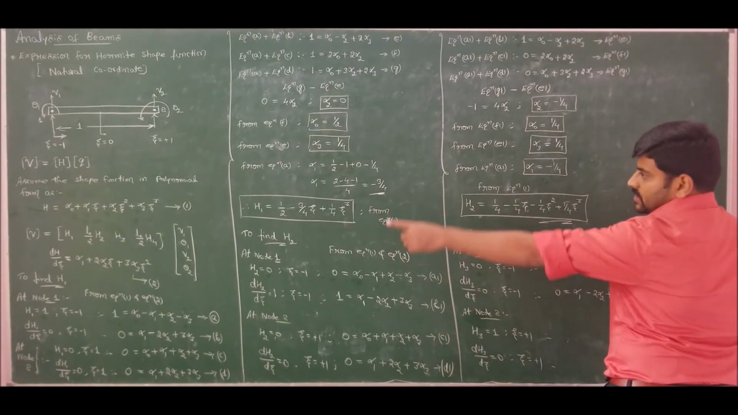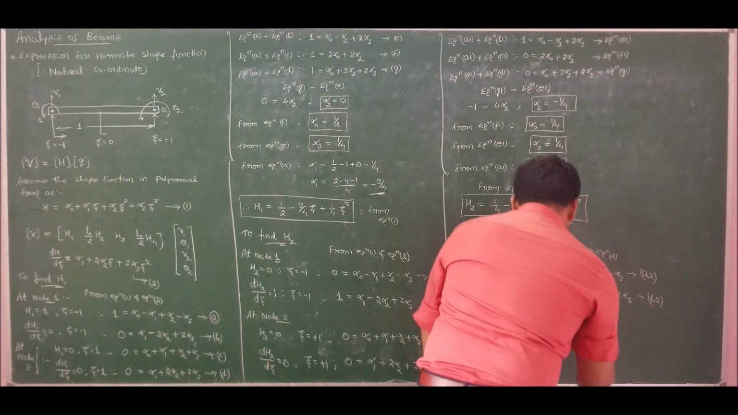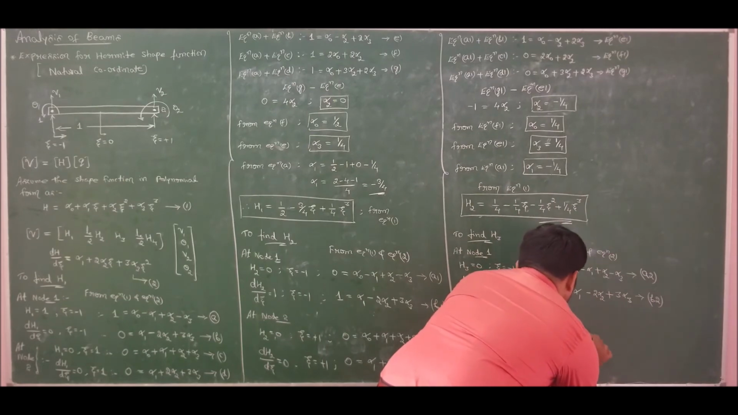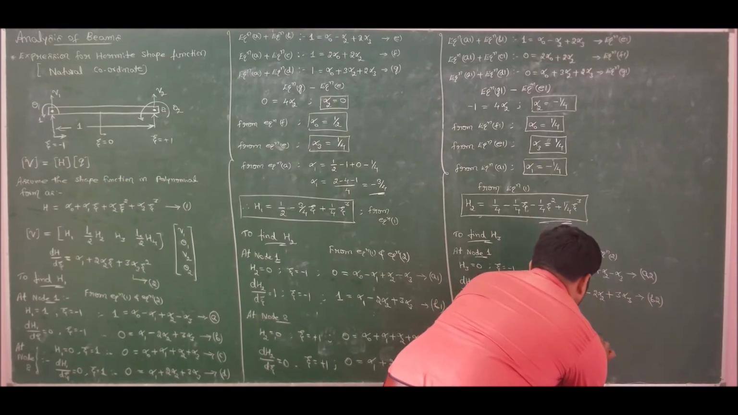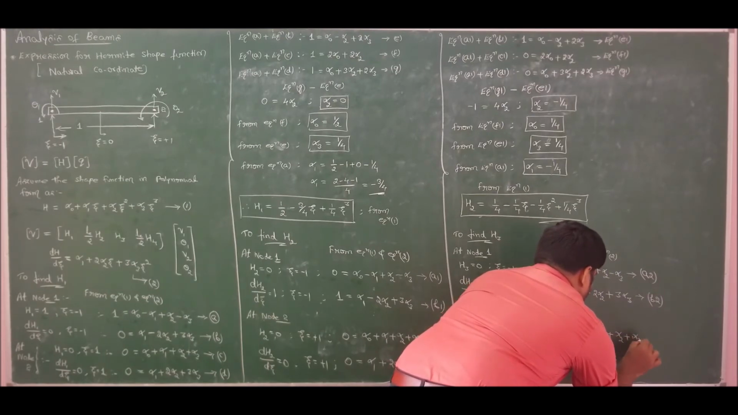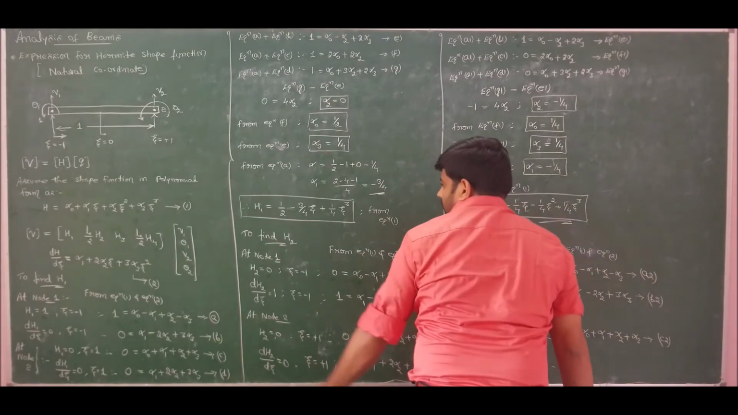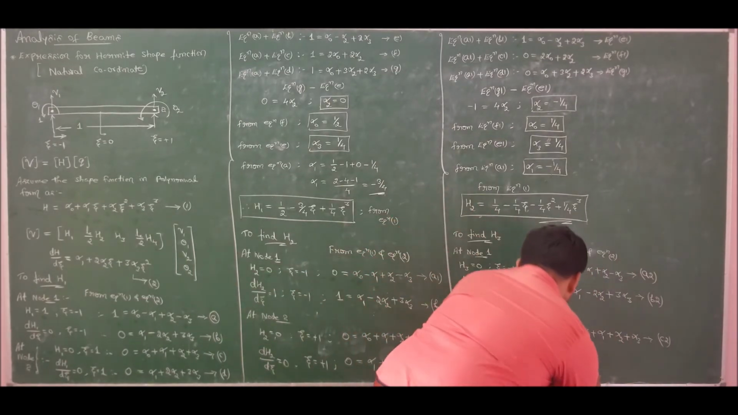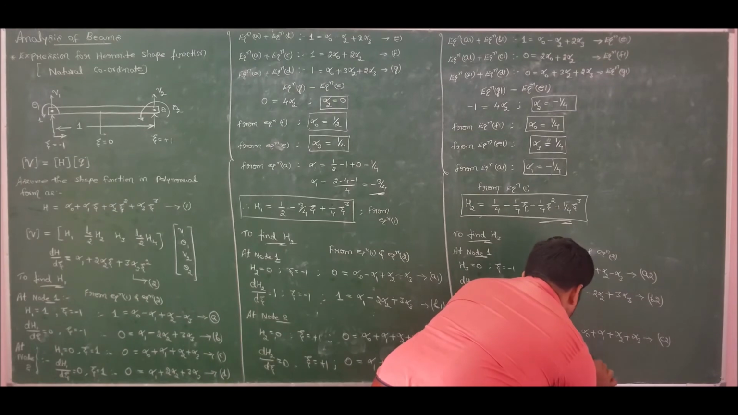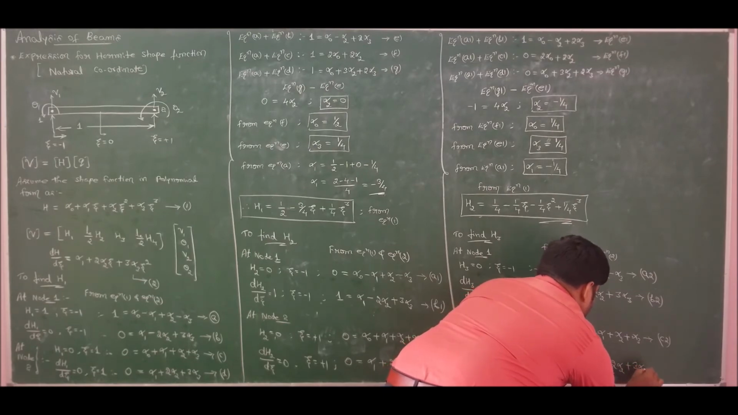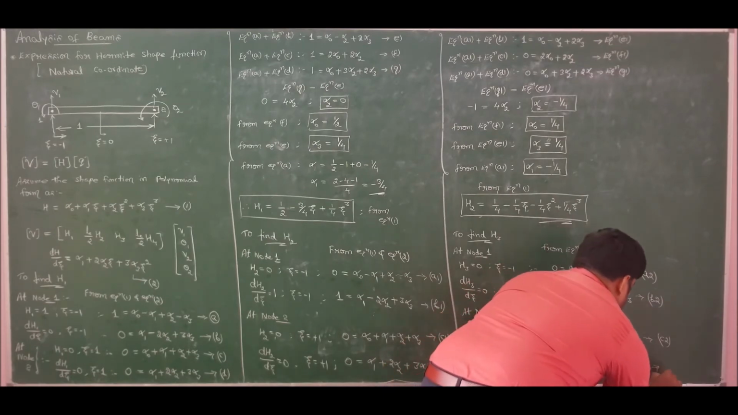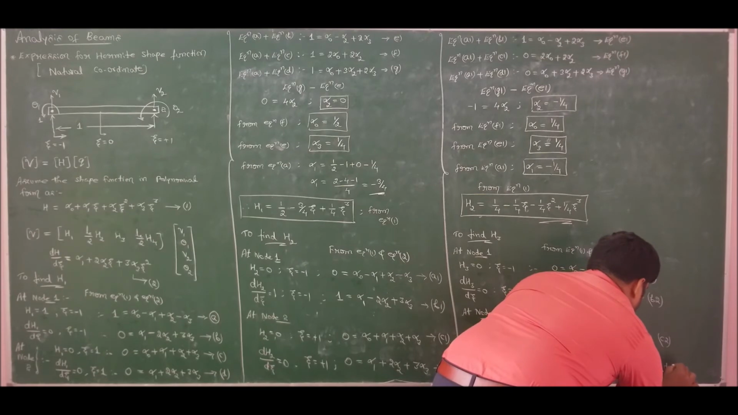Next I want the value of h, go for equation 1. It is 1 is equal to alpha naught plus alpha 1 plus alpha 2 plus alpha 3. Take it as equation C2. And finally I want the derivative, go for equation 2. We have 0 is equal to alpha 1 plus 2 alpha 2 plus 3 alpha 3. Take this as equation D2.